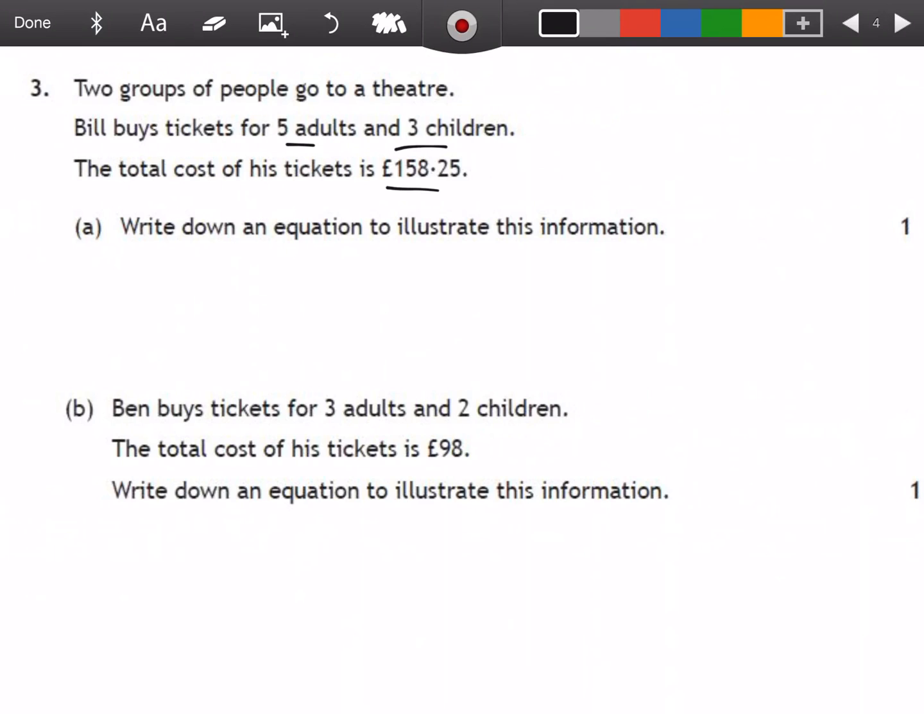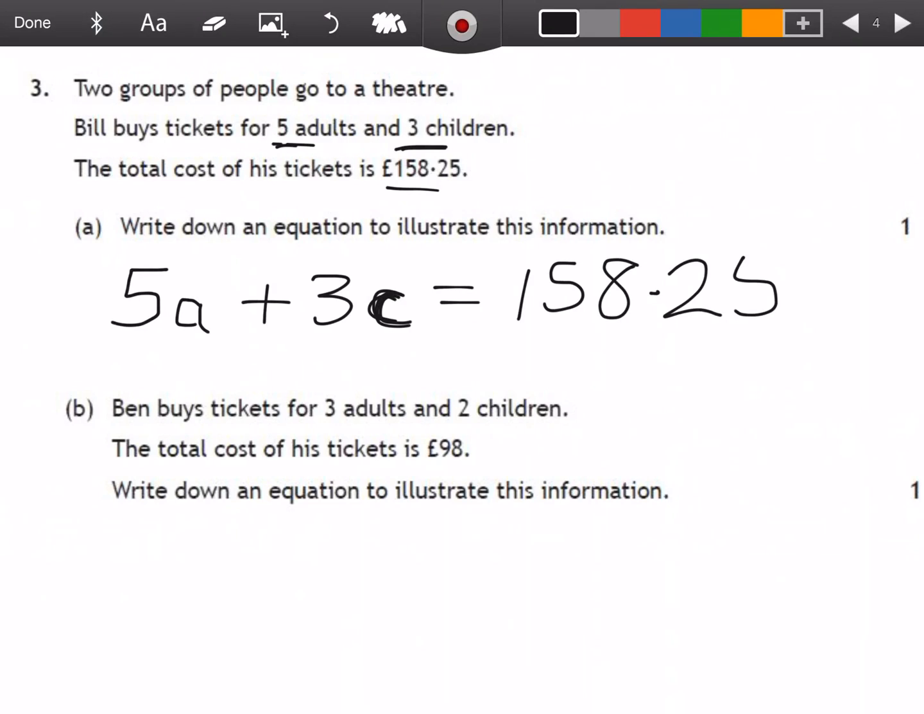Right, what I would tend to do is use a letter to help you. I would use 5A for the 5 adult tickets, plus 3C for the price of the children's tickets. Add that up, it gives you 158.25. That is all we need for 1 mark. Remember, look at how many marks the question's worth. It does give you an idea of how much working to expect.